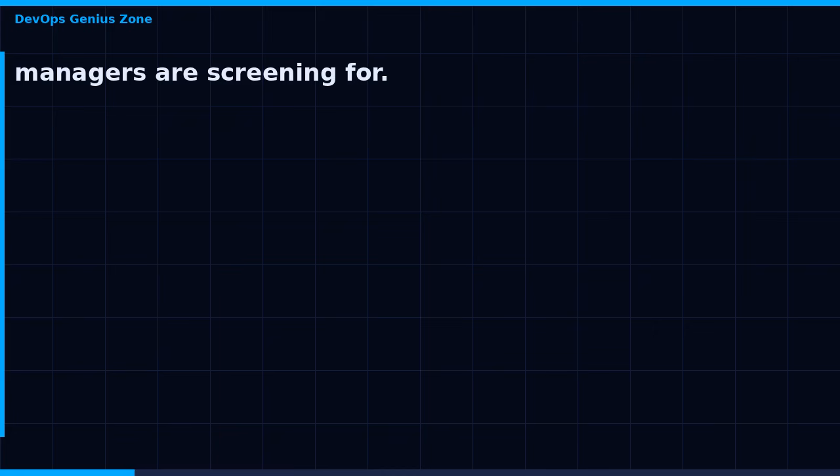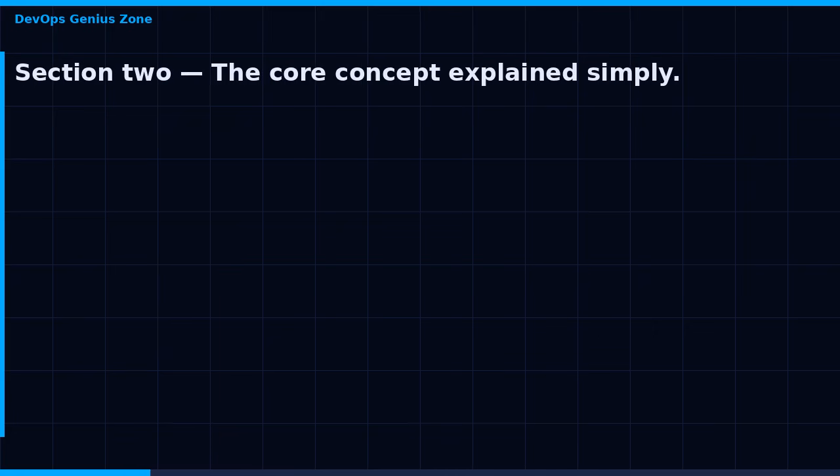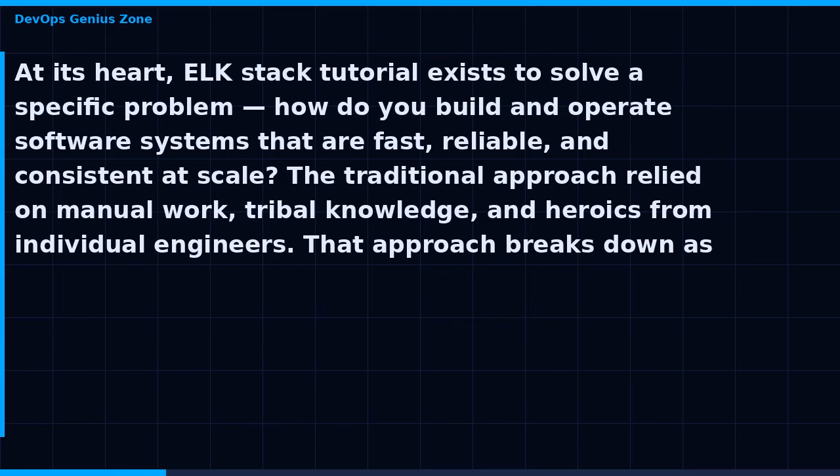Section 2: The core concept explained simply. At its heart, ELK Stack tutorial exists to solve a specific problem: how do you build and operate software systems that are fast, reliable, and consistent at scale? The traditional approach relied on manual work, tribal knowledge, and heroics from individual engineers. That approach breaks down as teams grow and systems become more complex.